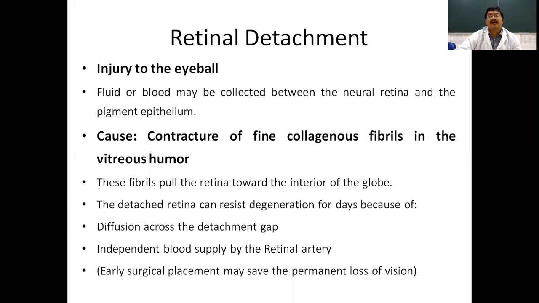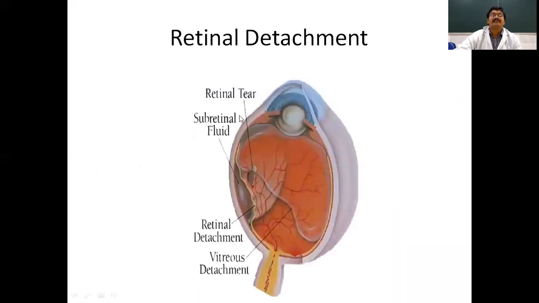The detached retina can survive only for a few days. That is why you have to do the retinal detachment surgery as early as possible, then only can you regain the vision. Otherwise, you'll have a very bad prognosis whenever you have retinal detachment. The diffusion occurs during the detachment. It is independently supplied by the retinal artery. Early surgery will prevent visual loss. This is the retinal tear where you have the subretinal fluid and the vitreous detachment. You can see this is a rhegmatogenous type of retinal detachment.